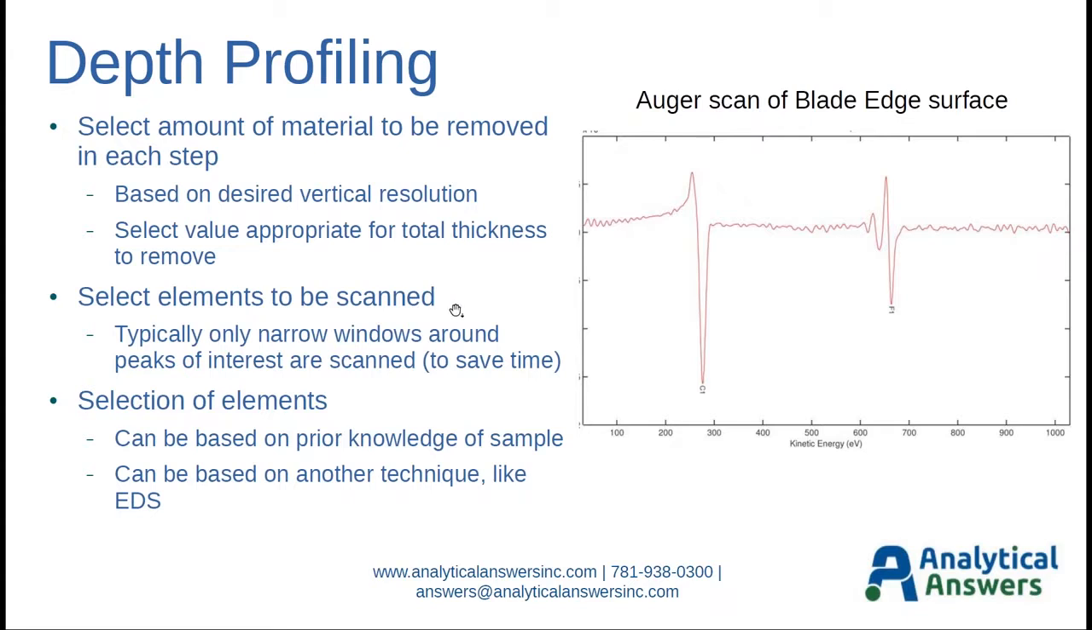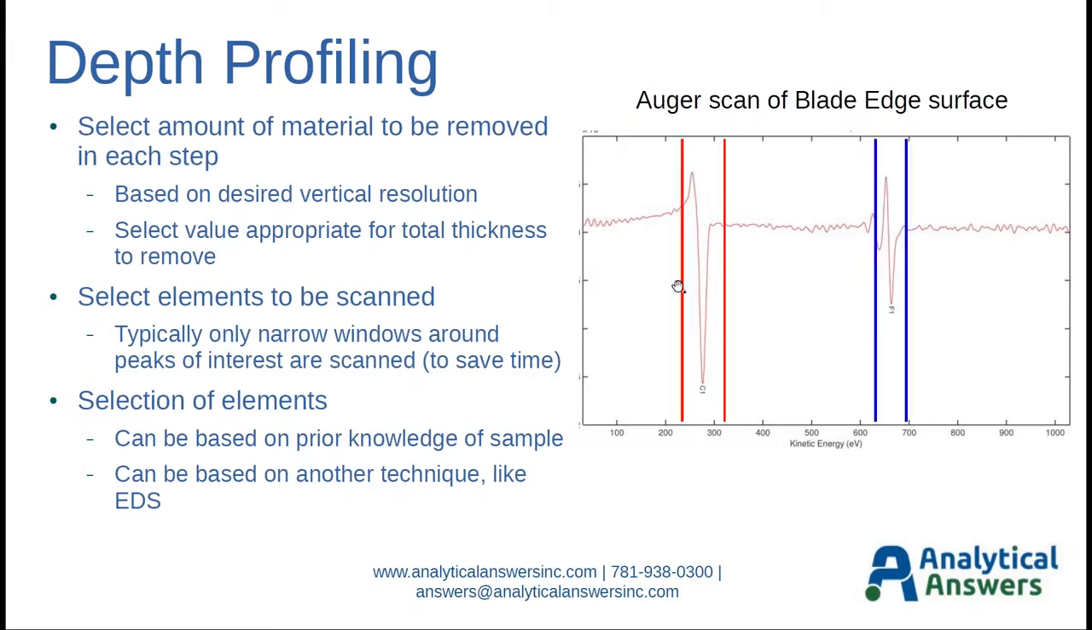Then you have to select the elements to be scanned. In order to help us go a little bit faster so that we can get more vertical slices, we don't actually take a full spectrum generally at each slice. We just take windows around select elements. And so we'll pick a narrow window. This here is the scan of the surface of the blade edge.